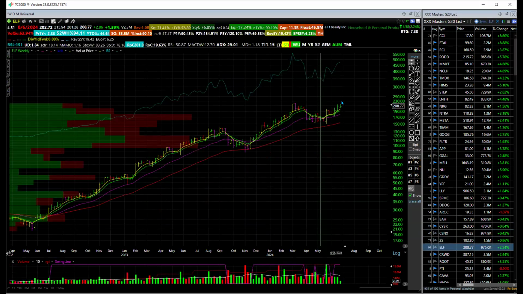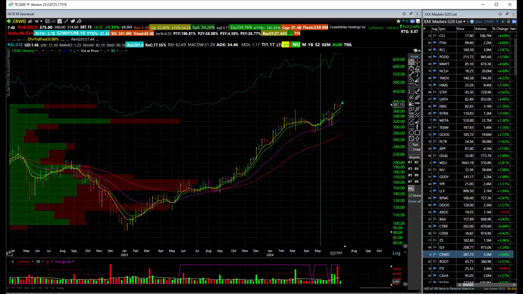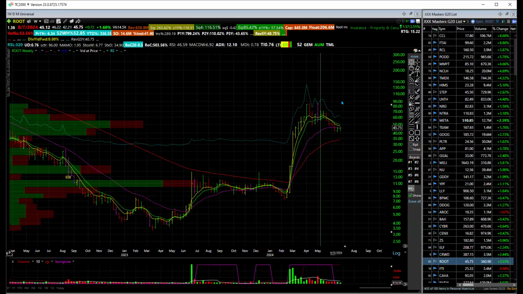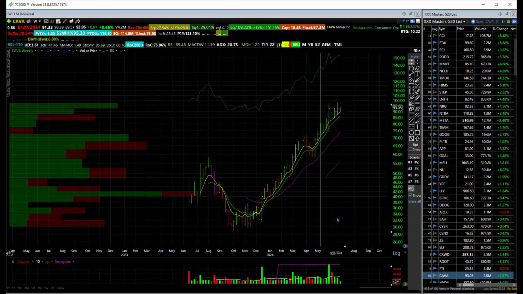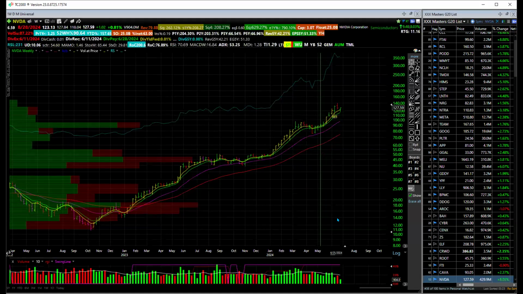Elf, which is in a base. Crowd is coming out of a base. Root, this is obviously a turnaround. You can see a bottoming, and then a big sideways consolidation here, and then a big breakout. And now it's pulling back into a consolidation, probably making the left side of a base. FMC Technologies, it's basing. Carvana has come out and is following through. NVIDIA, which everybody knows, came out with its base over here.